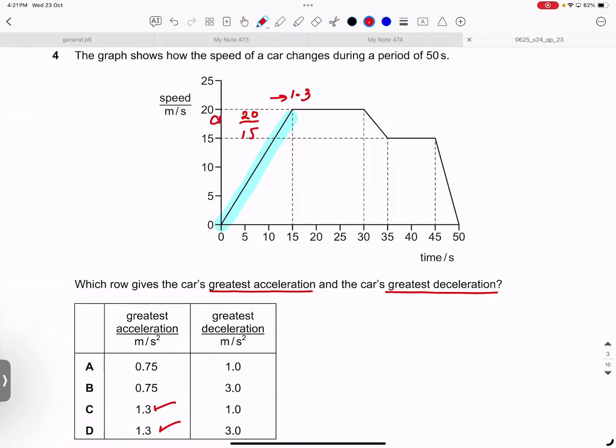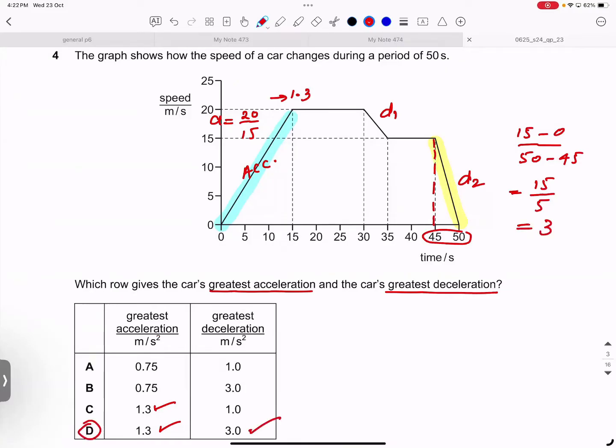This part was acceleration. Deceleration has 2 sections, D1 and D2. If you notice, D2 is steeper. So steeper means more magnitude. So go for this one. Here, the change in y-axis is 15 minus 0. Change in x-axis is 50 minus 45, which is 15 over 5, which is 3. Deceleration is 3. The right option is D.